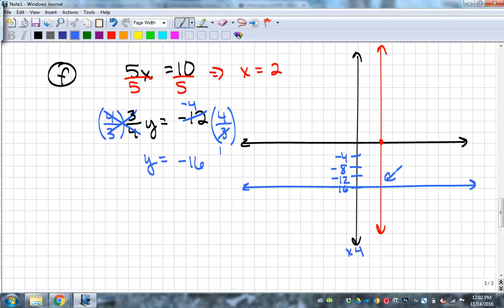How many solutions? 1. They weren't parallel. We knew that, so there had to be a solution. That solution is at 2, -16. Notice 2, -16. The same as what you got x equal to, got y equal to. That's the ordered pair for where they cross.